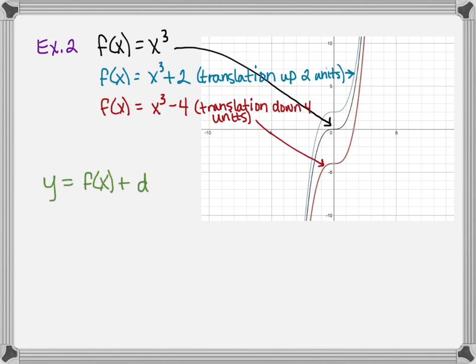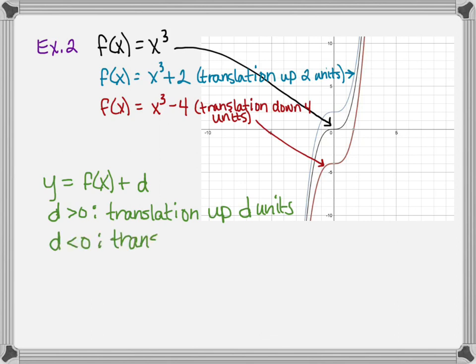In general, if we have y equals f of x plus d, when d is positive or greater than 0, we are translating up d units. And when d is negative or less than 0, we are translating down d units.